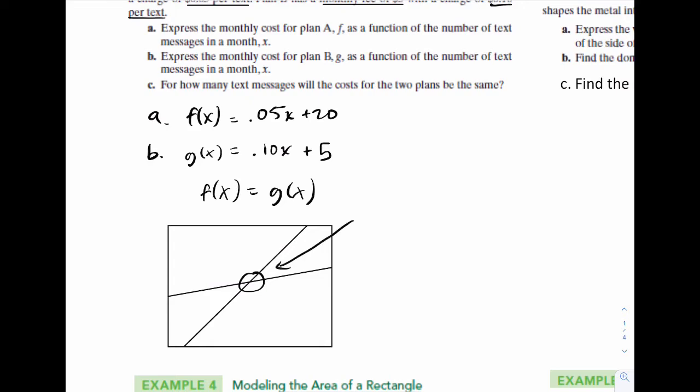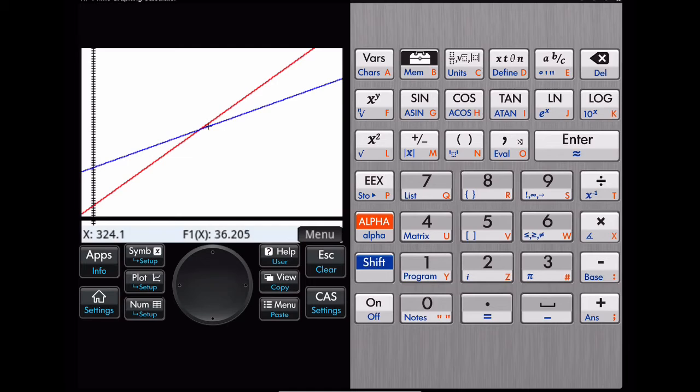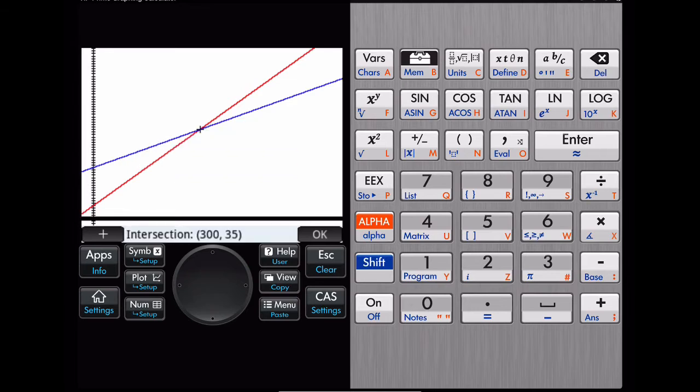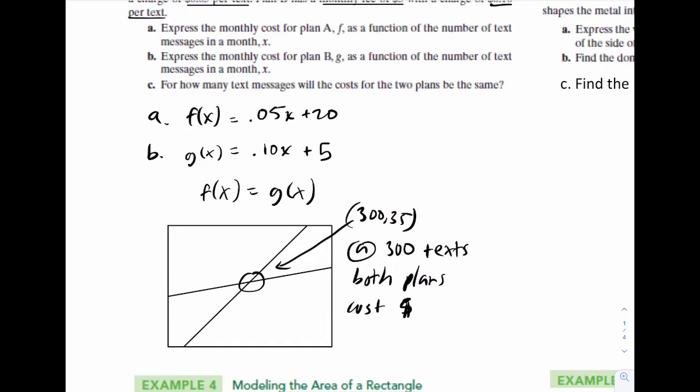The intersection, to find that, all you do is you tap near it, menu, function, intersection, and just hit OK. So 300, 35 is that point. So we got to interpret that. That would mean at 300 texts, both plans cost $35. And that's part C.